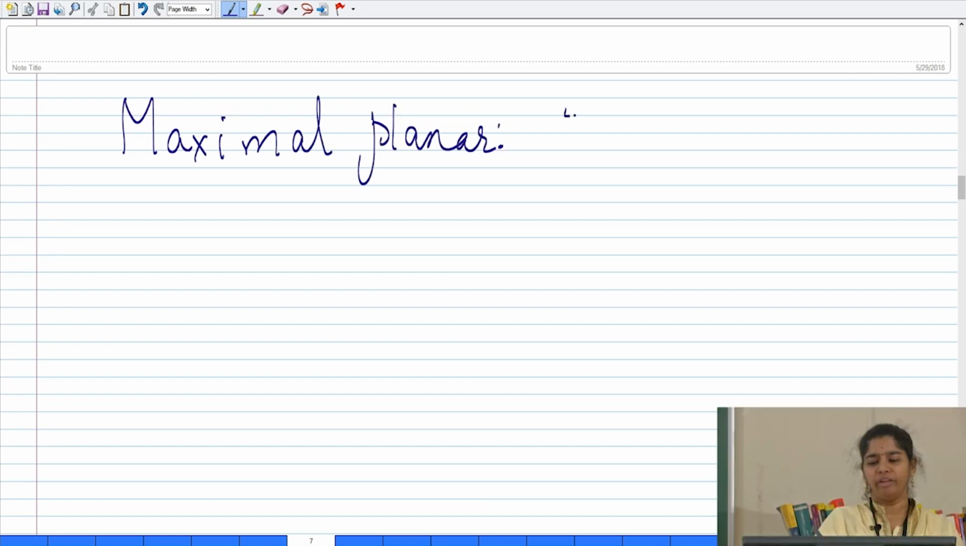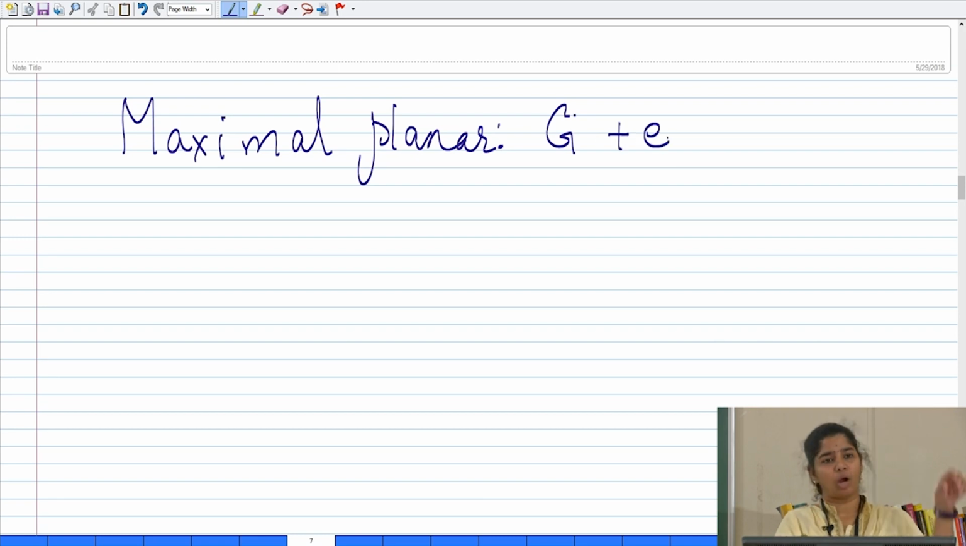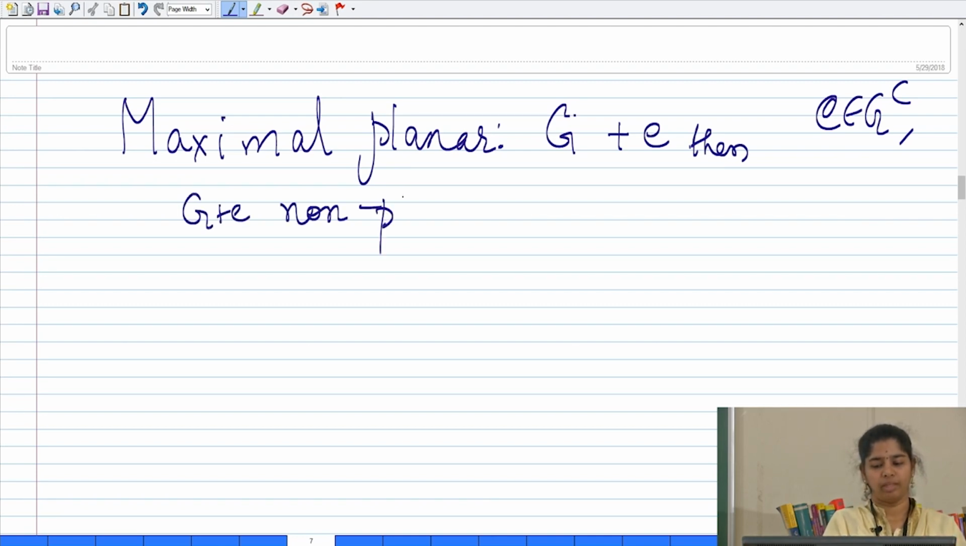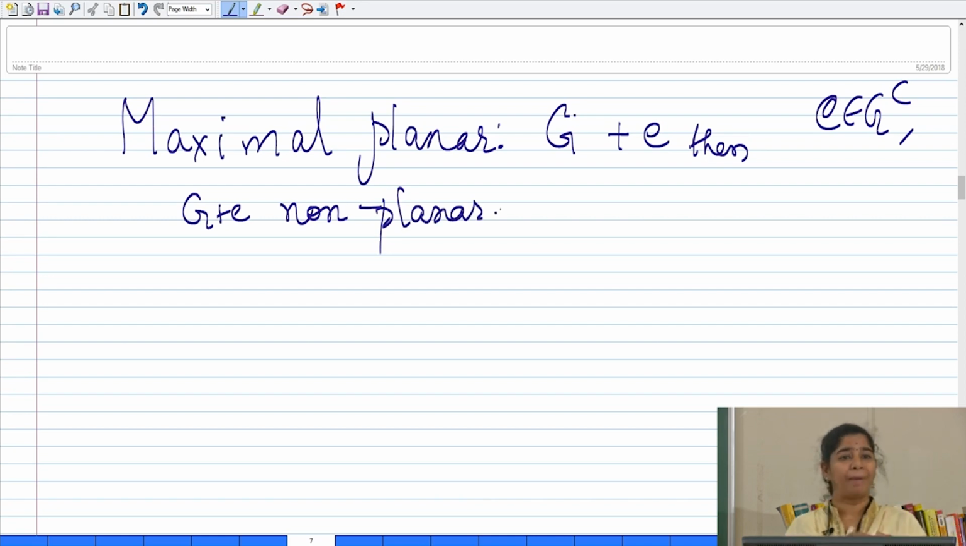So to this end, we have a maximal planar graph. A graph is said to be maximal planar if, when I add any edge from G complement, so e belongs to G complement, G plus e becomes non-planar, right. So this is my maximal planar graph that I could keep. So this is the edge. After this I cannot add any more, I have reached that point there, right.